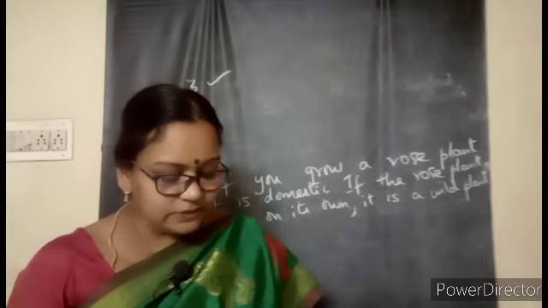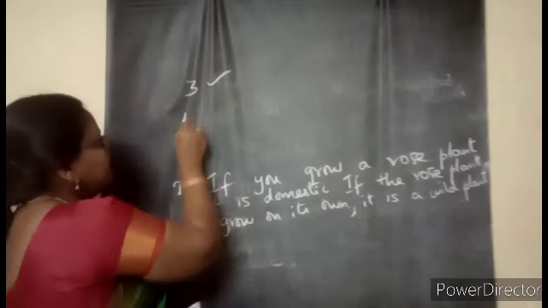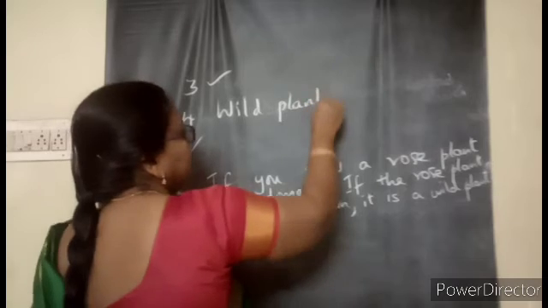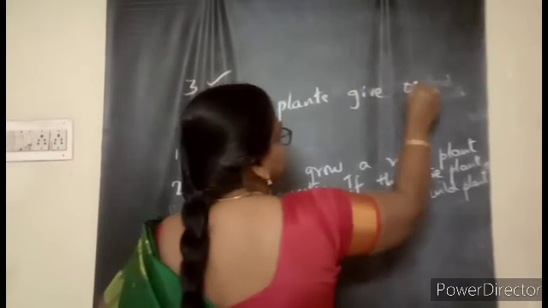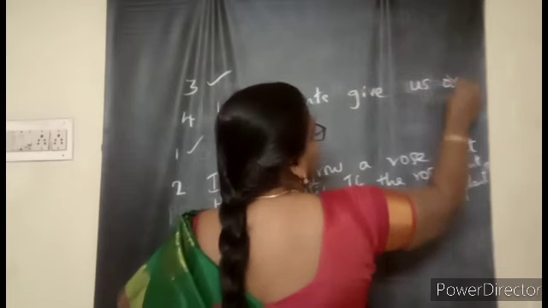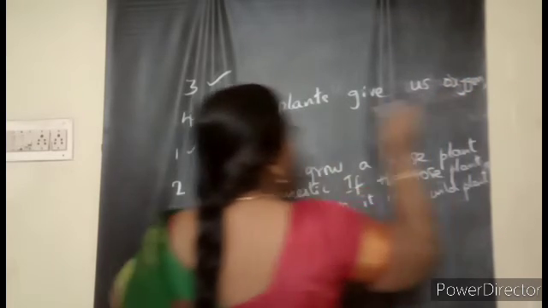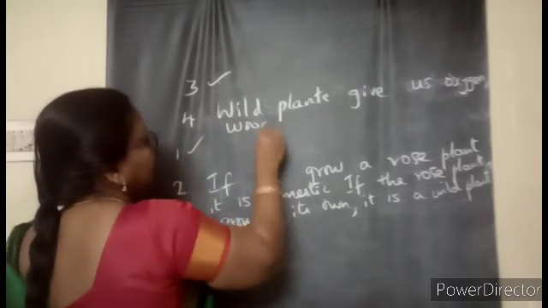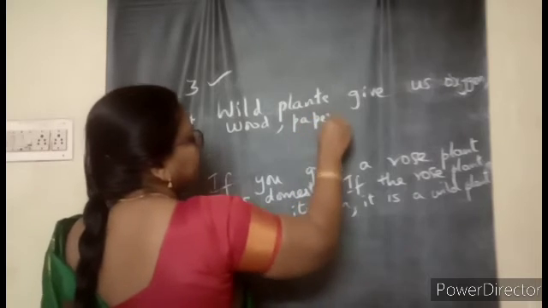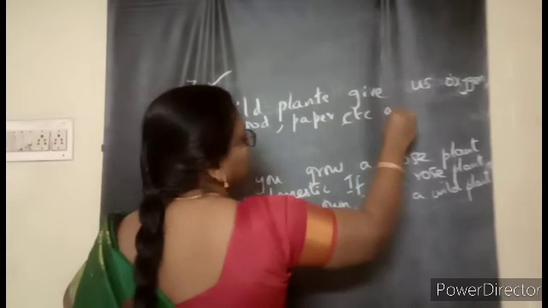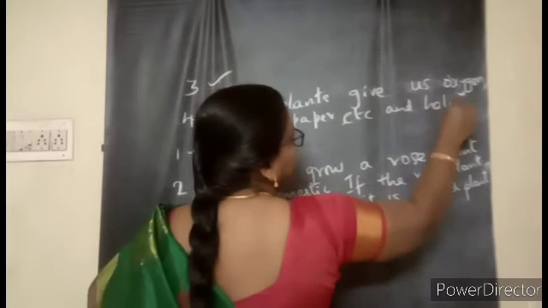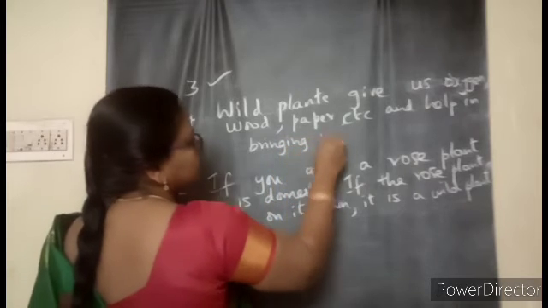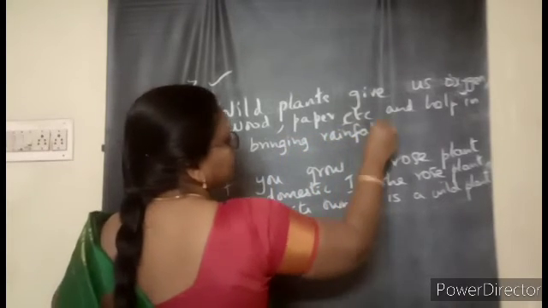Fourth one you see, children. Why are wild plants as important as domestic plants? Yes, because wild plants give us oxygen. By now you know, because in the previous lesson you learned so many things. They give us oxygen, wood, paper, many things, and also help in bringing rainfall. Yes, this also you can try to complete on your own.